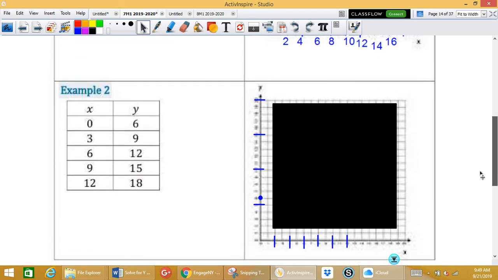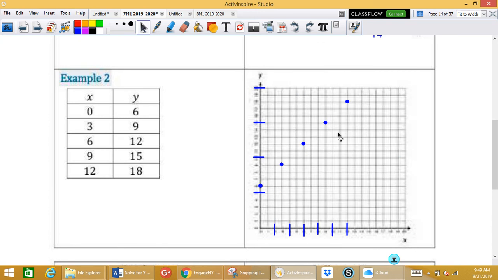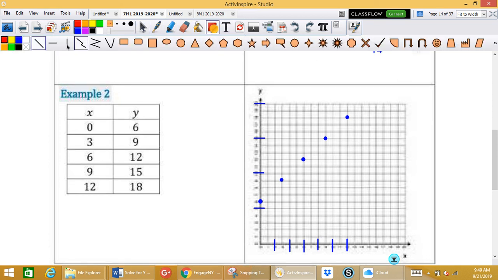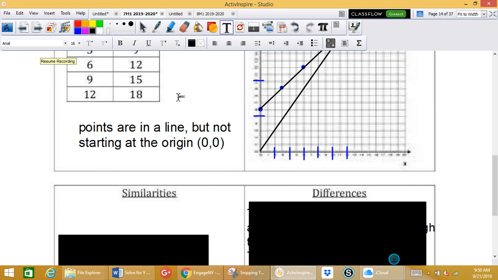Example 2. If I take a look at these, the points look like they're on a line, but it's not going to go through 0, 0. So here they are on a line, but that line does not go through the origin. So therefore, that's not proportional. So the points are on a line, but they're not starting at the origin.